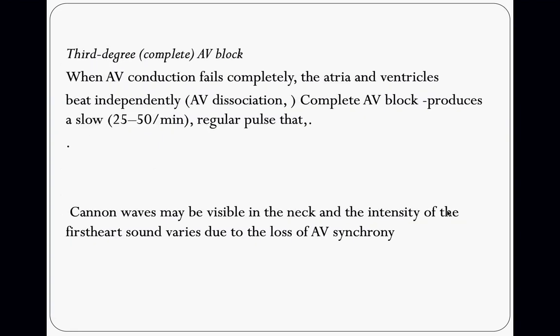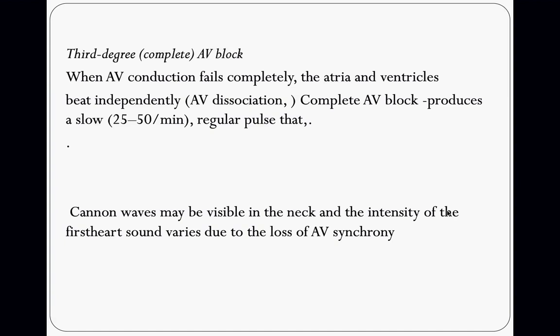Next. The third degree block, when the AV conduction fails completely, the atria and ventricles beat independently. That is AV dissociation of the atria and ventricles. Complete AV block produces a slow 25 to 50 per minute regular pulse, cannon waves may be visible in the neck, and the intensity of the first heart sound varies due to loss of AV synchrony.